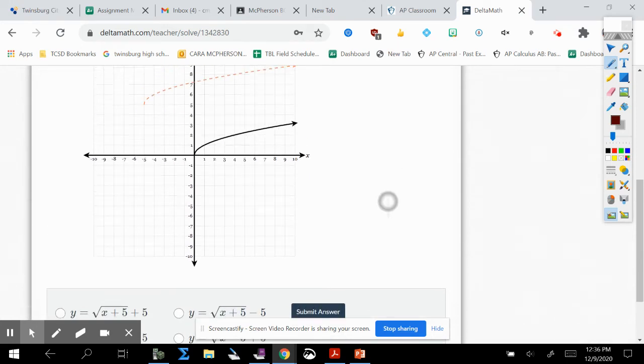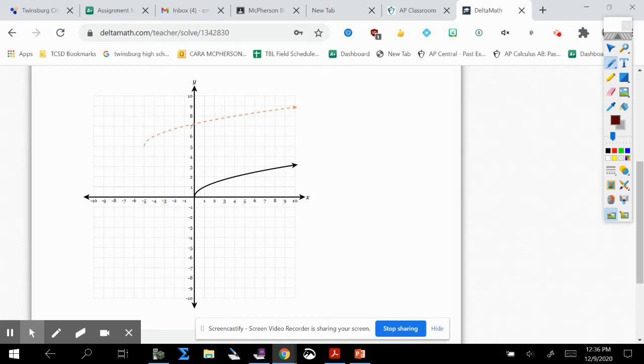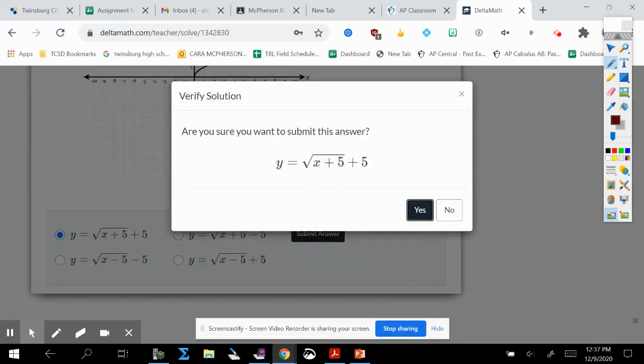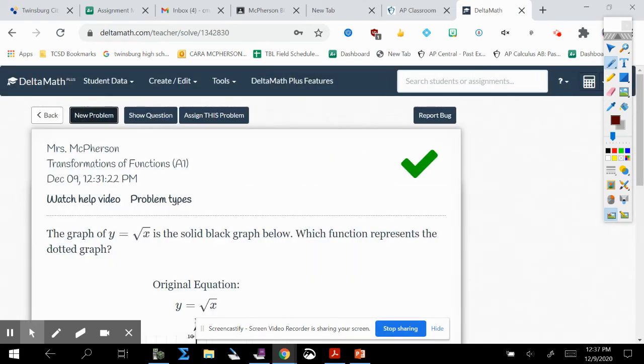Now, a lot of these are multiple choice. So you're able to look and say, okay, it started at the origin, but the dotted one starts at -5, 5. So it goes left 5 and up 5. So to go left 5 and up 5, we need to have a +5 under the radical and a +5 outside the radical. So your answer here is A. So that's what a lot of your questions will look like when it comes to actually writing what's happening here.